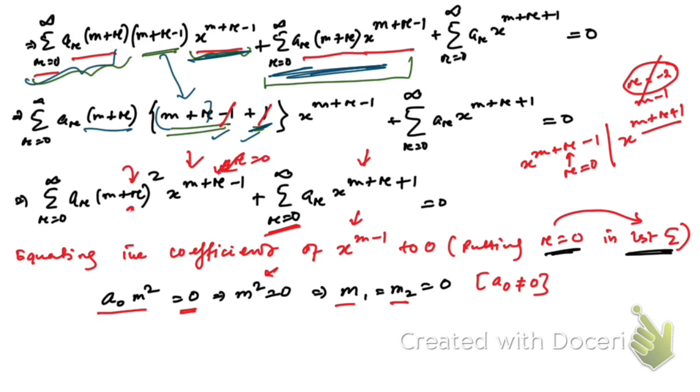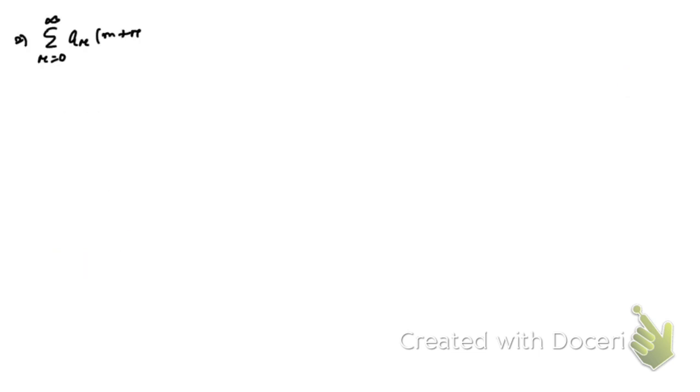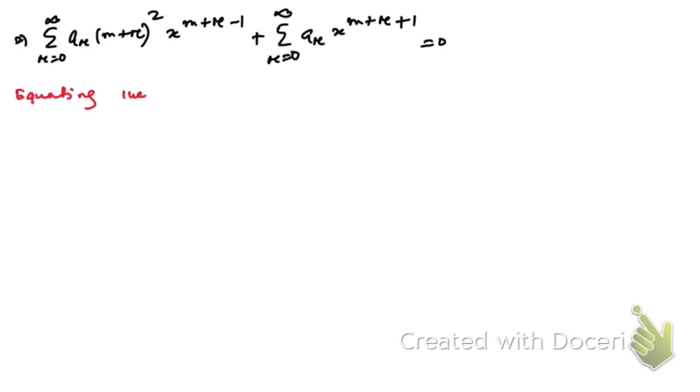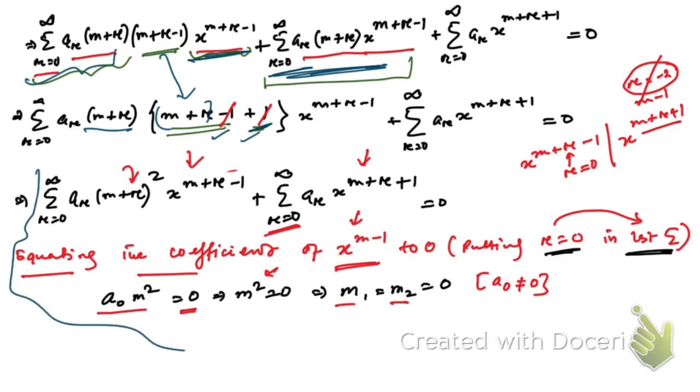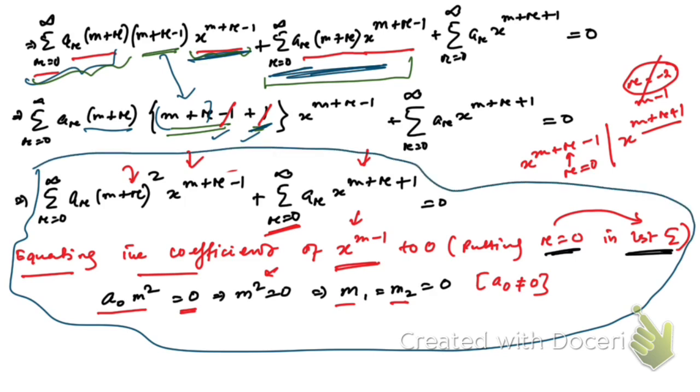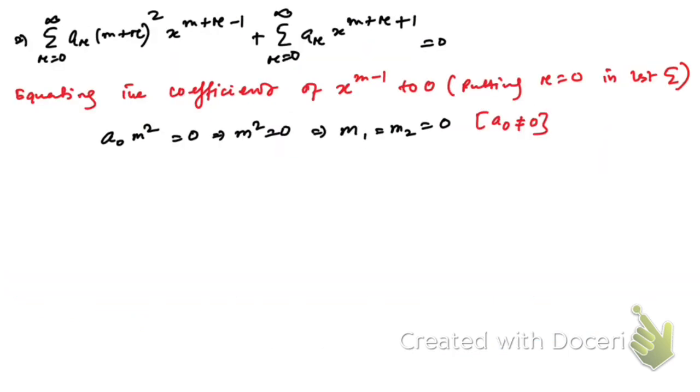So now what we're going to do: here is the last expression that we had got, equating the coefficient of x to the power m minus 1. We have done this in the previous slide. Now what we need to do is, just wait, let me copy this part and let me go to the next slide. Just here you can see. So this is what we had got in the previous slide.